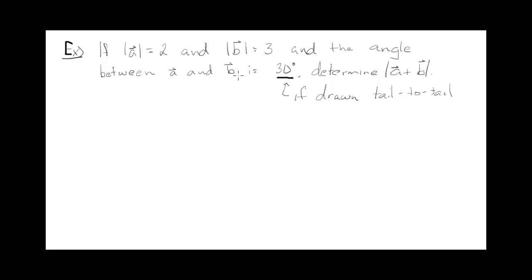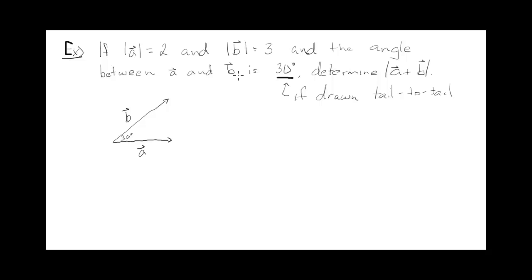Okay, so that means I'm going to draw vectors A, which will have magnitude of 2, and B, which will be a little longer, with a magnitude of 3. So that's vector A, and that's vector B, and this angle between them when drawn tail to tail is 30 degrees. So I want the magnitude of the sum.